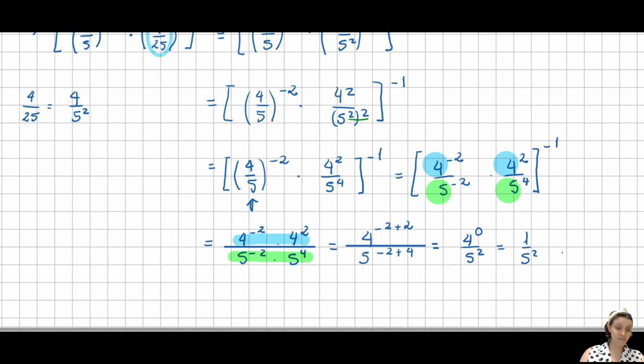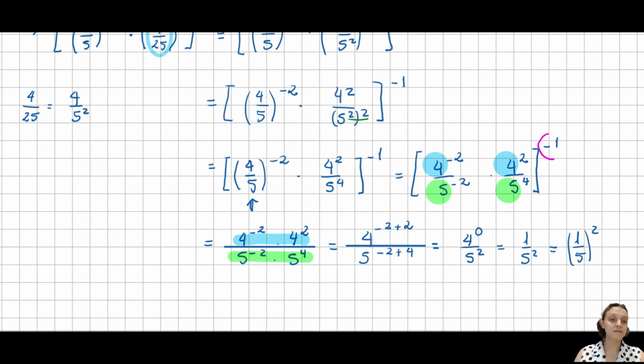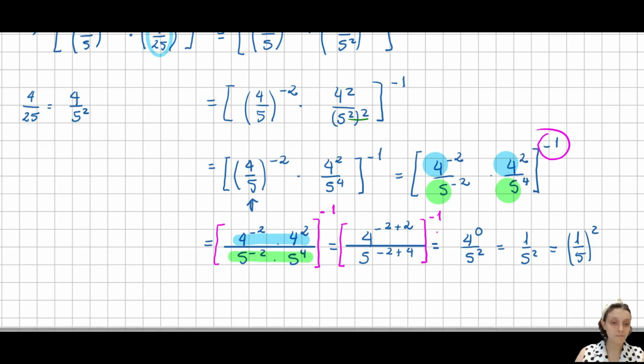So if we need to express this as a single power, it would be 1/5 to the power of 2. And I am forgetting something. I forgot that all this is to the power of -1. So I'm going to write it right here. I got excited because I thought that we were already finishing and I forgot that important exponent right there. See that I am going to keep it till the end.